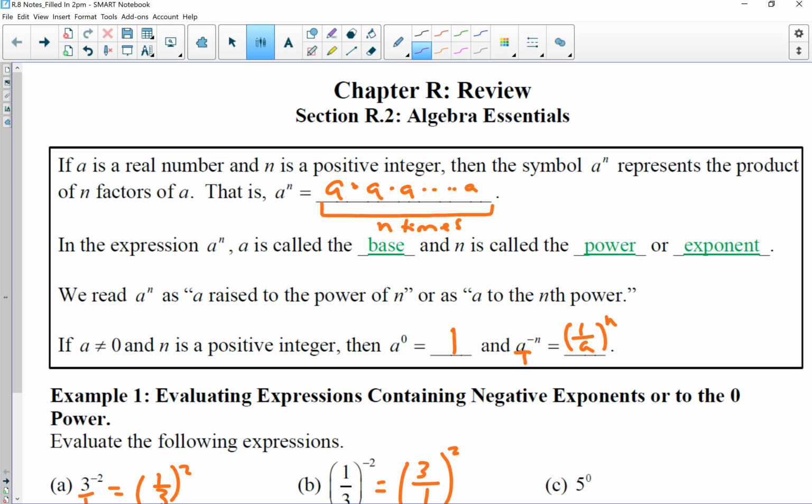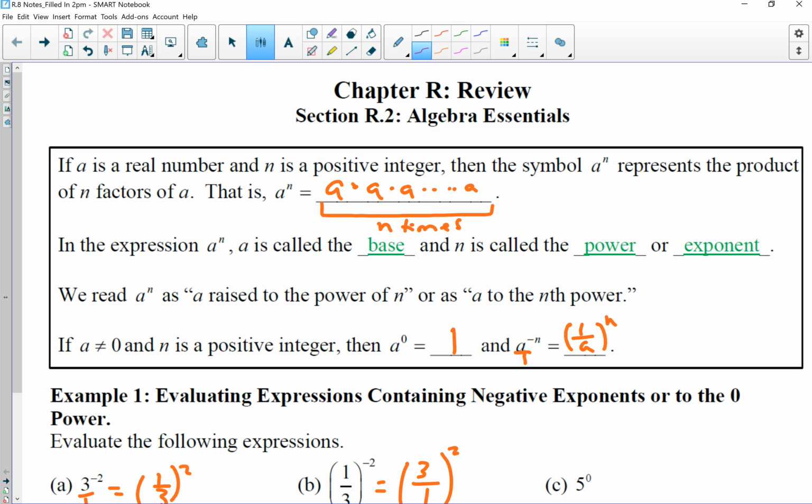Hi class, I just wanted to work through any problems we didn't get a chance to do together in class and really show you the step-by-step solutions. So we actually switched things up a little bit and spent more time working on the R8 topics and less time working on section R2.